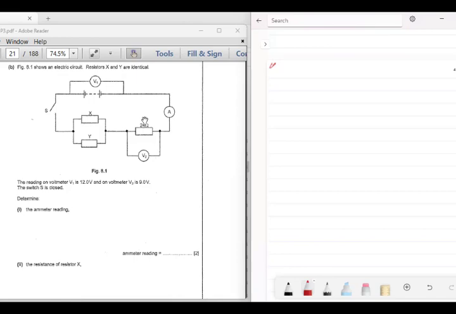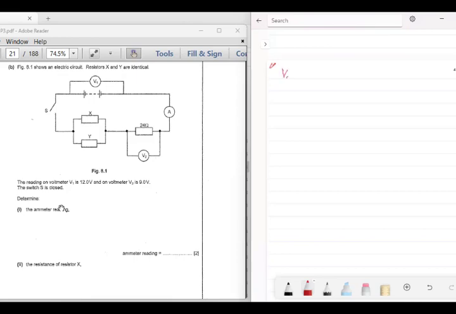Particularly the resistance. Then we are told that V1, which is the EMF, is 12.0 volts, and V2, which is the potential difference across resistor 24, is 9.0 volts. The switch S is closed. Now the current can flow. Determine the ammeter reading. So where do we start? This is where we start.